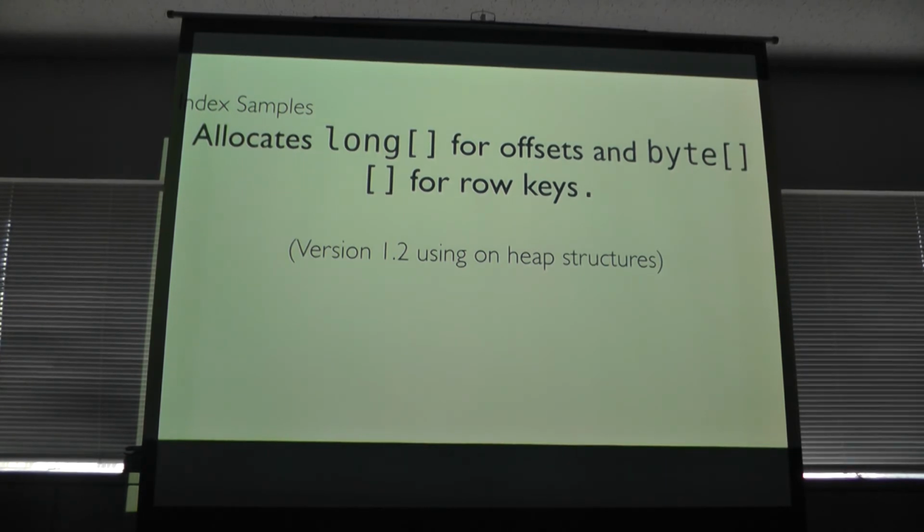This was implemented using an array of longs to store the offsets into the index file, and a two-dimensional array of bytes that stored the row keys as well. So the size of this varied depending on how many rows we had and on the size of your keys. If you had large keys, they had to be held in memory.